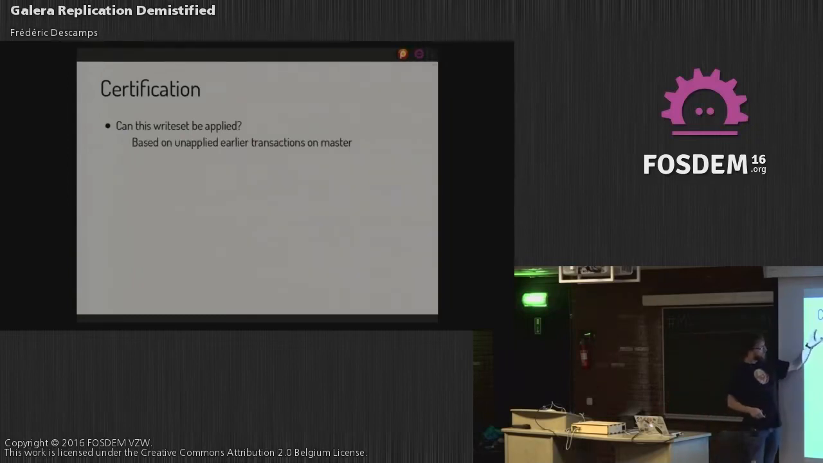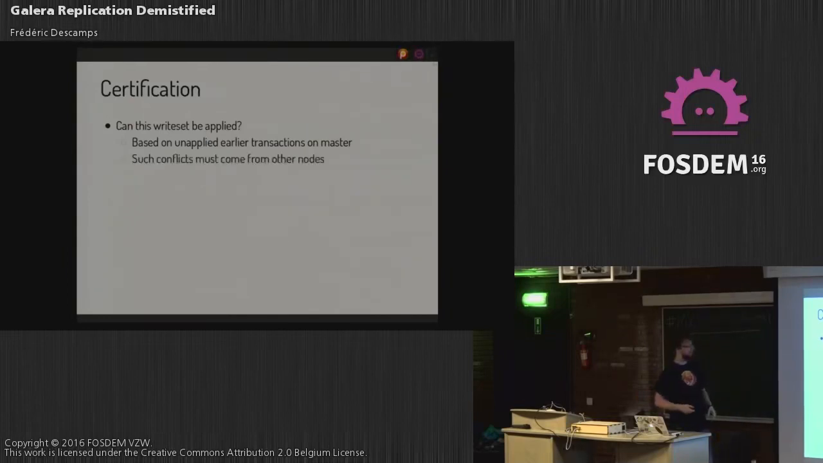But also, what do I need to check? I need to check the data, and also the unapplied earlier transactions on the master. So it could happen, when I do the certification, that there are still transactions in the queue that are not yet applied, and I need to verify those too. Because depending on the speed of the nodes, I need to verify all that to be able to make this certification happen. So when there is a conflict, the conflict should always come from another node.